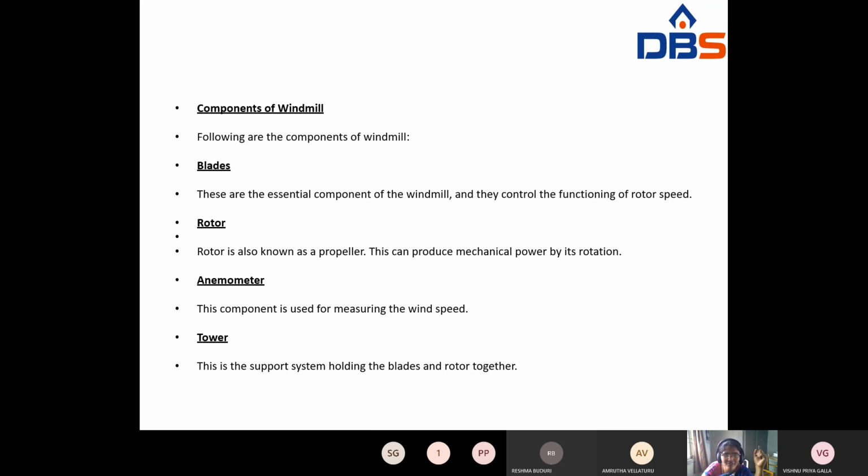Components of windmill. So what are the main components of a wind turbine or windmill? Following are the components of a windmill. The first main one is blades.